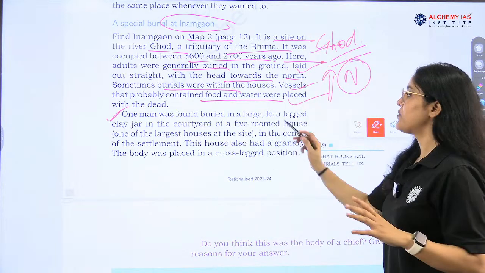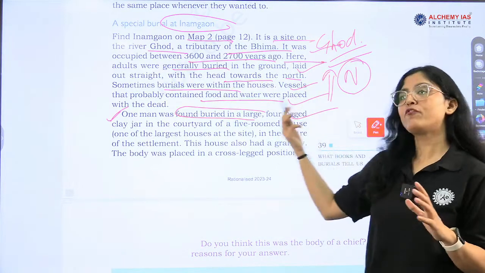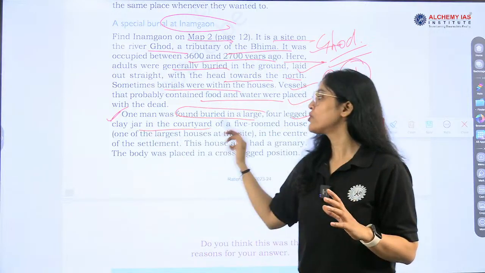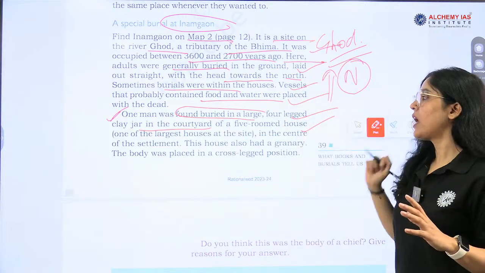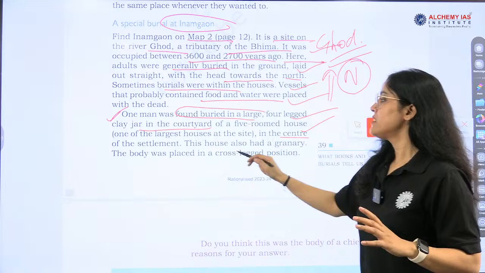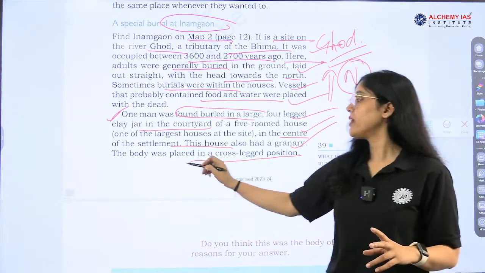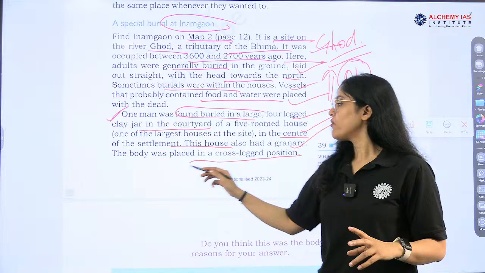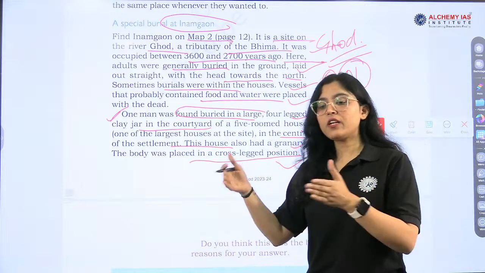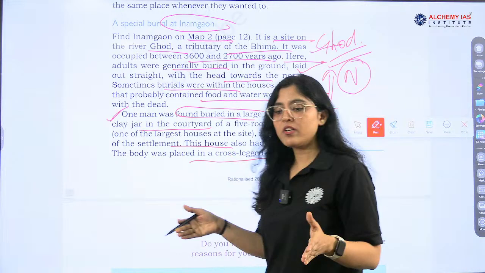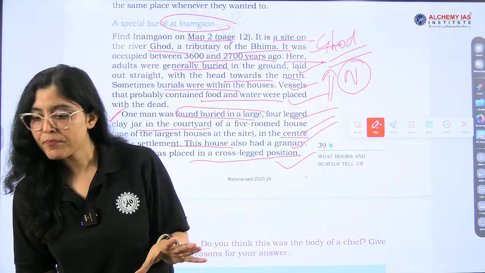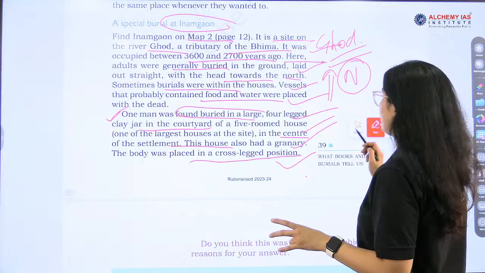One man was found buried in a large 4-legged clay jar in the courtyard of a 5-roomed house, in the center of the settlement. This house also had a granary. The body was placed in a cross-legged position. So different kinds of cultures we also find.